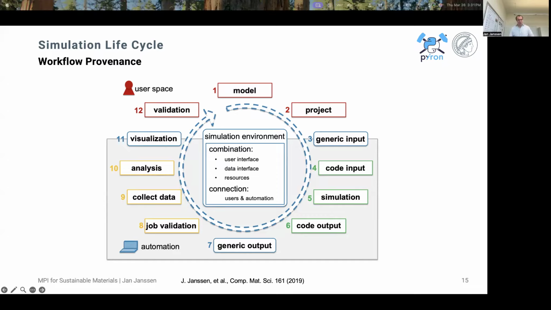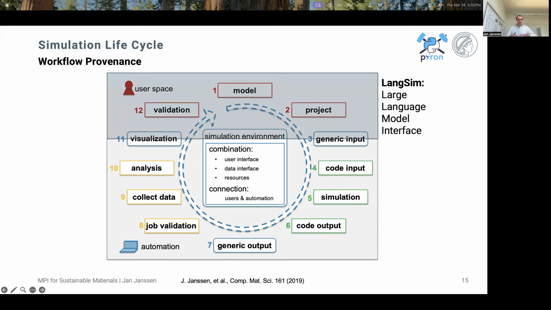So we start by validating our calculation, maybe looking for electronic convergence. We then gather the results from multiple calculations, and finally some analysis, maybe fitting a function to this. In the end, we visualize the result, and that's where the user comes back in and validates it, and maybe either says, okay, this confirms my assumption, I'm satisfied, or maybe I have to adjust my model a bit and do another iteration of the simulation lifecycle.